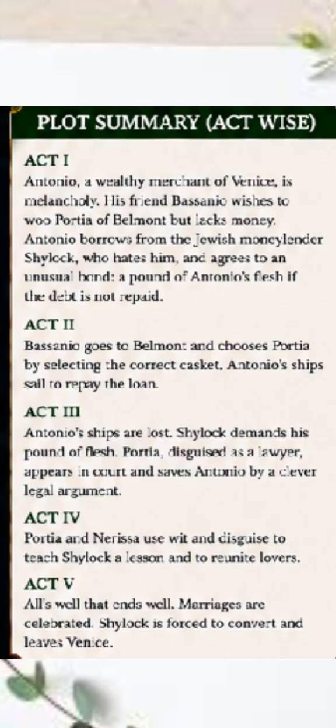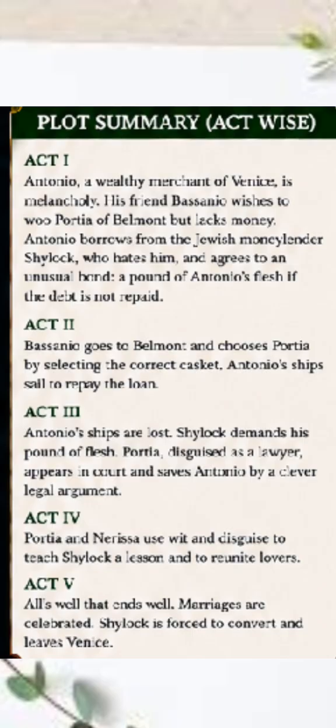In Act 2, Bassanio goes to Belmont and chooses Portia by selecting the correct casket. Antonio's ships sail to repay the loan, but Antonio's ships are lost. Shylock demands his pound of flesh. Portia, disguised as a lawyer, appears in court and saves Antonio by a clever legal argument.